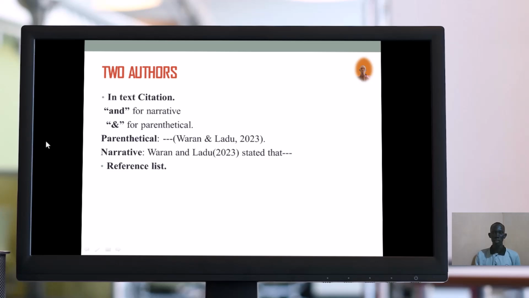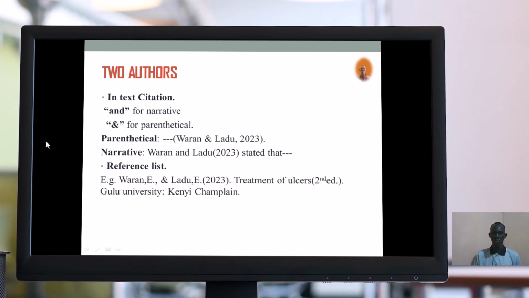And then here in our reference list, for example, we can have them here. When you are writing your reference list, all of them should be what? All of them and their initials should be there.